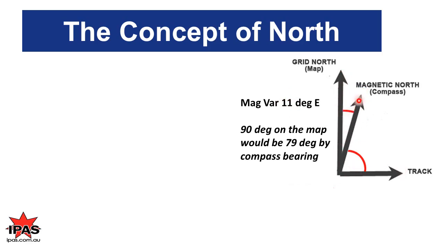Now the compass points slightly to the east, which means that the track that I need to follow is actually going to be an angular distance slightly less than that 90 degrees that I measured on the map. And in this case here, it'll be 90 minus 11, or 79 degrees. So if I'm using my compass, I would be walking along a bearing of 079 degrees to ensure that I am heading along a track of 090 degrees as depicted on the map.